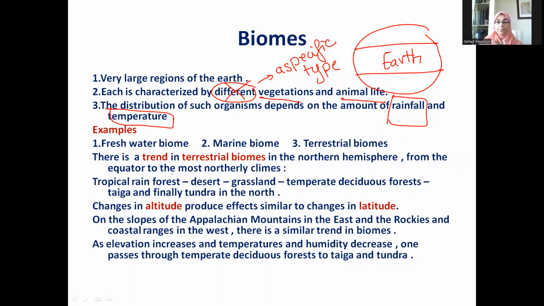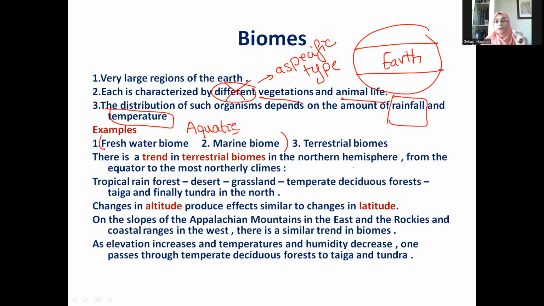We have, of course, major categories of biomes. So we have freshwater biomes, we have marine biomes, and we can group freshwater biomes and marine biomes into aquatic biomes, and then we have the terrestrial biomes, meaning those that live on land.